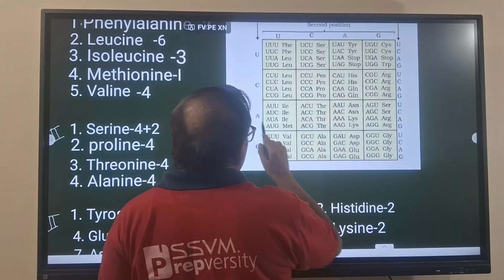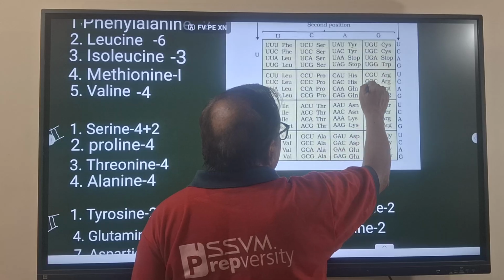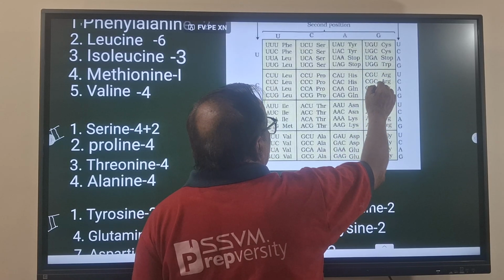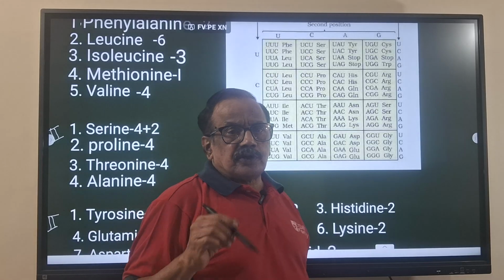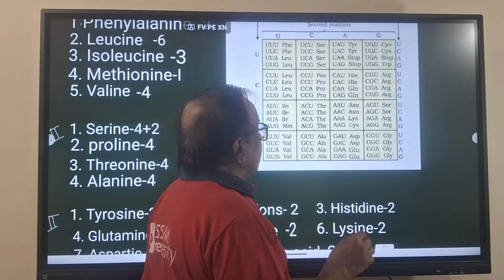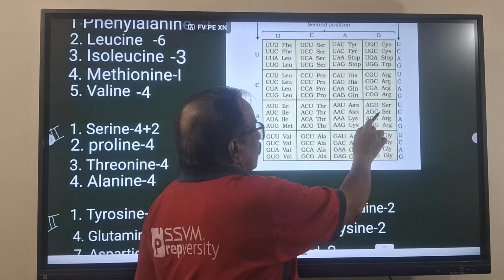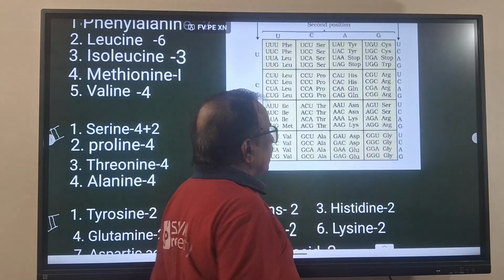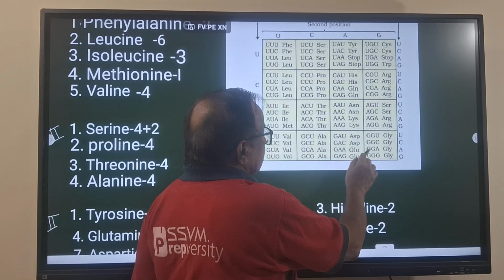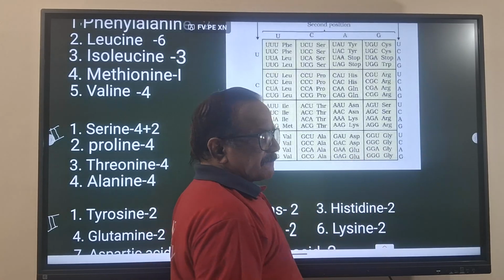Next, come to the C and G. CG, whenever you are seeing all CG, all the codons code for the arginine. And next will be A with G, AG: first two will be the serine, second two will be the arginine. And lastly, that is the G and G, like this, all show the glycine.